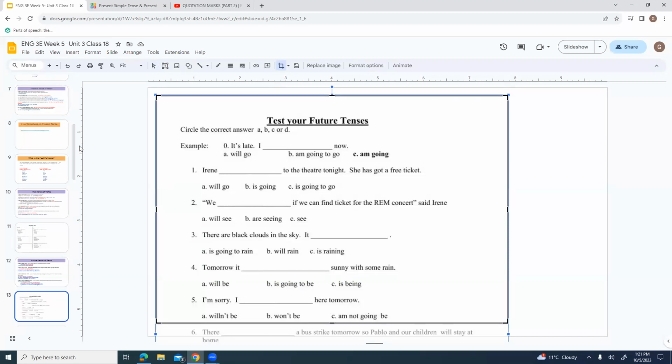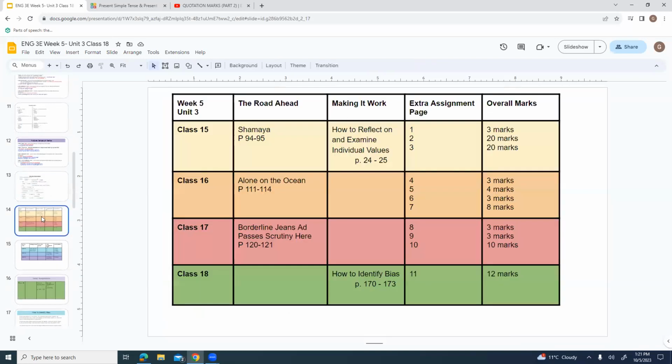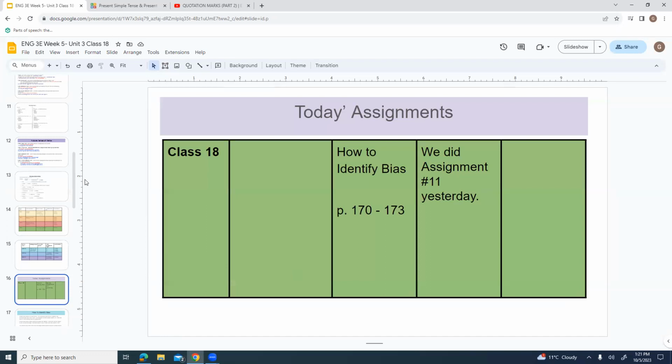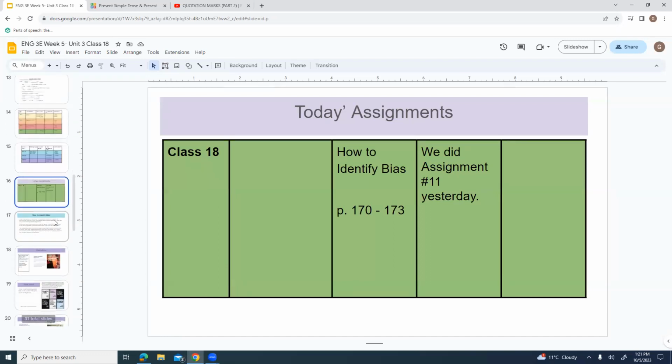Okay. All right. So this is what we've been working on all week. Monday we did Shemaiah. Tuesday we worked on Alone on the Ocean. Yesterday we worked on the Borderline Jeans ad and the advertising. And then today we're talking about how to identify bias. And then we kind of went ahead and looked at assignment 11 yesterday, but you may not be finished and that'll work for today too. That's for next week. Here is this week's.